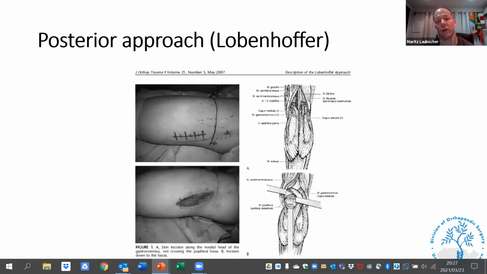This is the Lobenhoffer approach that I referred to earlier. You can see here this is best performed with the patient prone, much more difficult to do with the patient supine. Also with the patient prone with a bolster under the thigh, because you need to hyperextend the knee, often to reduce the fragment, but you need to be able to flex the knee to relax gastroc to visualize the joint. And you can see here, even though it's a posterior approach, your interval to the tibia is medial to the medial head of gastroc. And it's actually a very simple anatomical approach that's easy to perform.